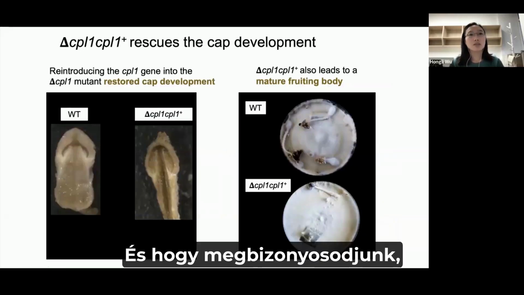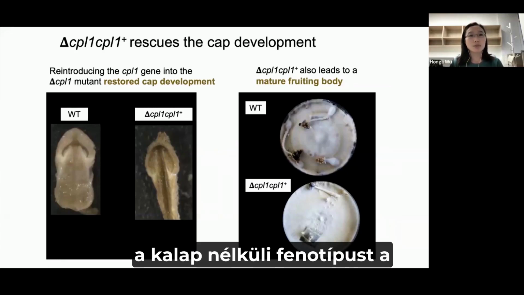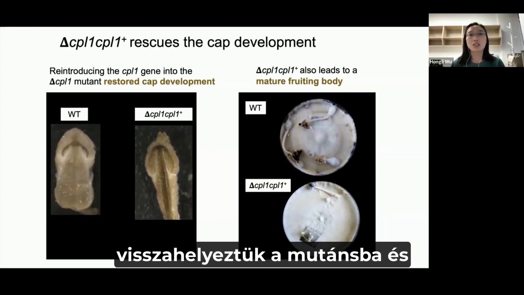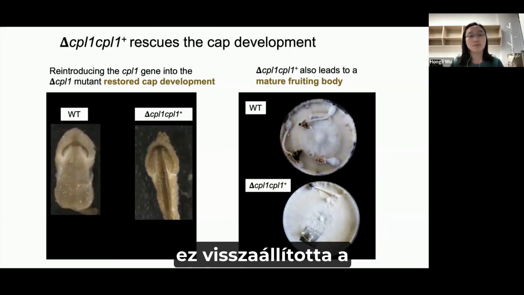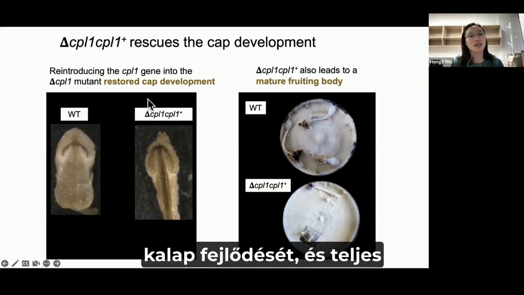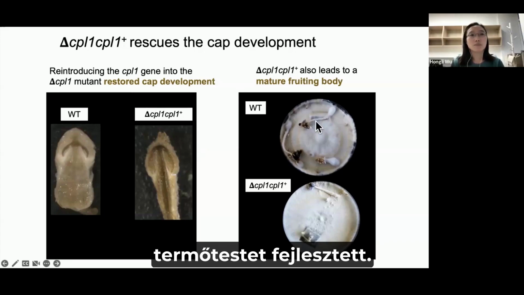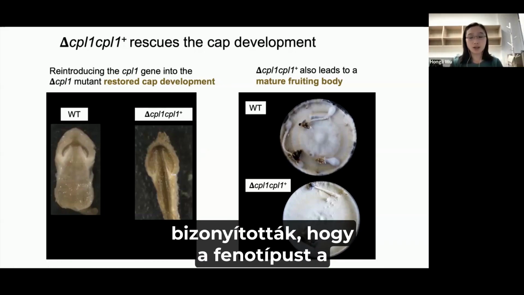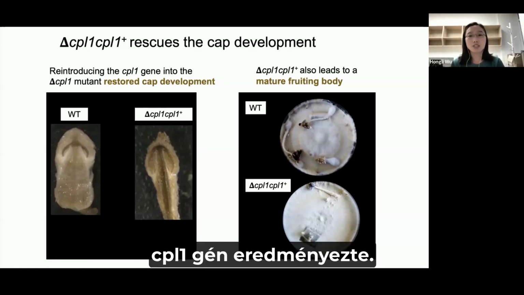To examine whether the capless phenotype was indeed caused by the CPR1 gene, we reintroduced it into the CPR1 mutant again, and it restored the cap development. It also led to a mature fruiting body. These results clearly proved that our phenotype is caused by the CPR1 gene.